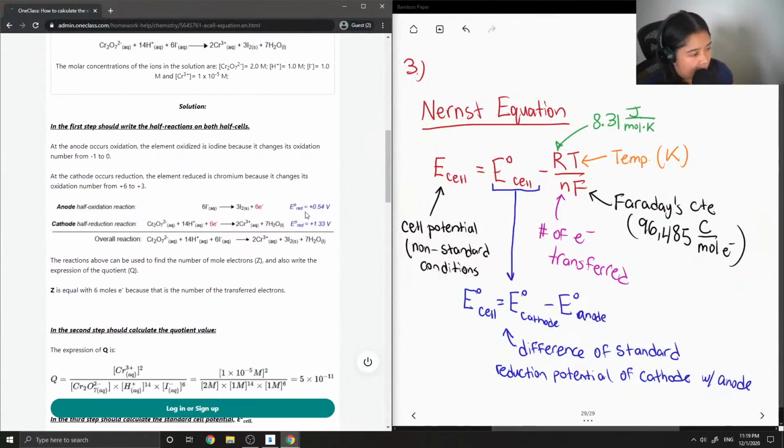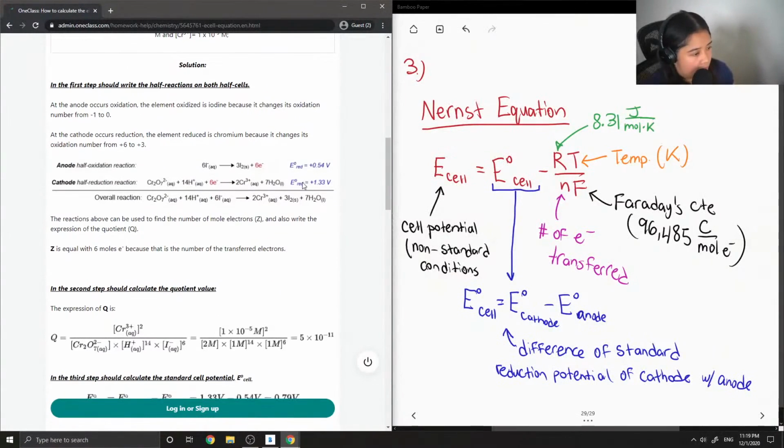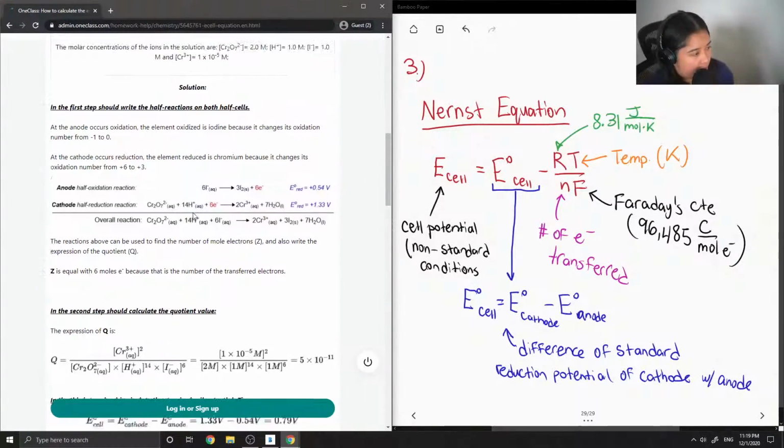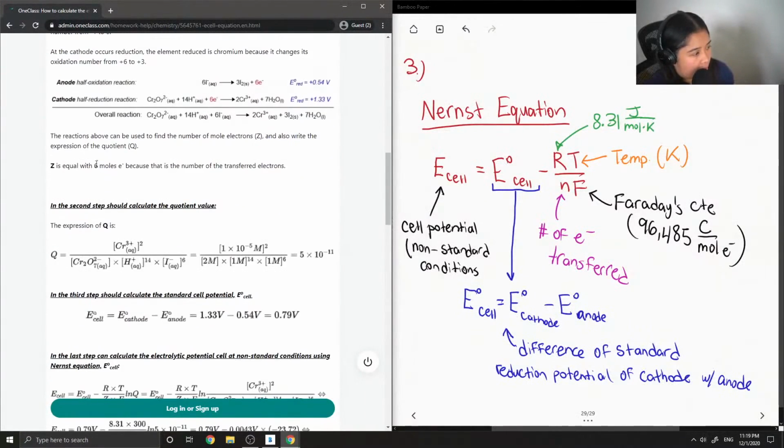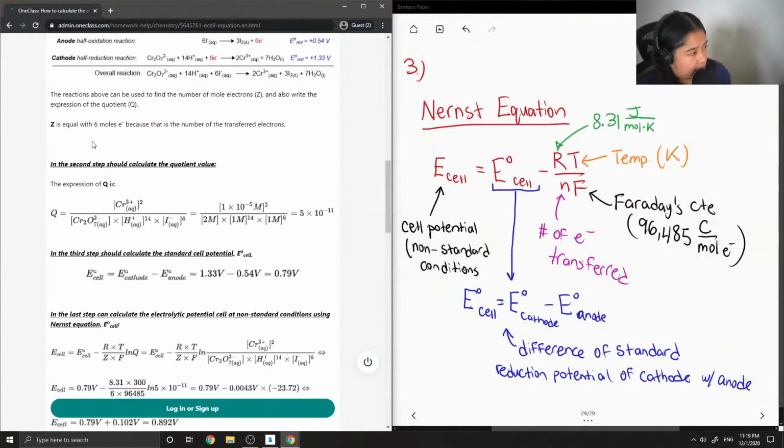And they also have the potentials of the cathode and the anode. So I'm assuming this should also be given in the question as well. And now they have the overall reaction. And then next it says the reactions above can be used to find the number of moles of electrons z and also write the expression of the quotient Q. So z is equal to 6 electrons because that is the number of transferred electrons.